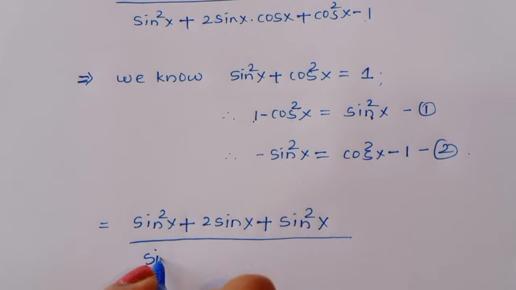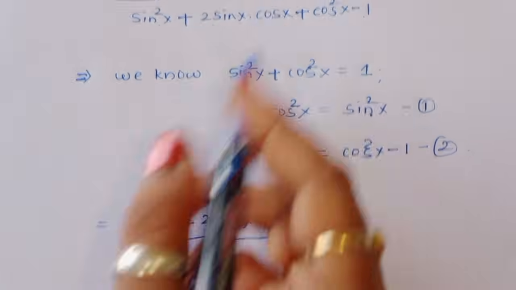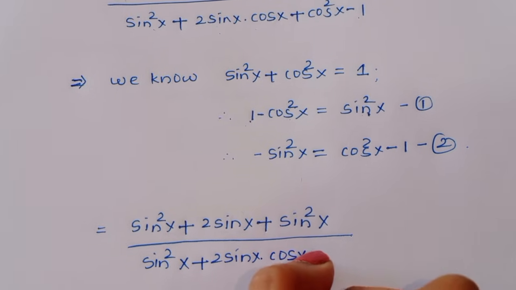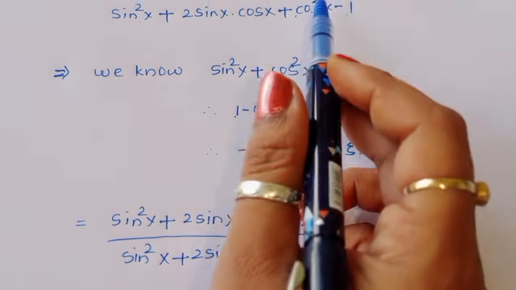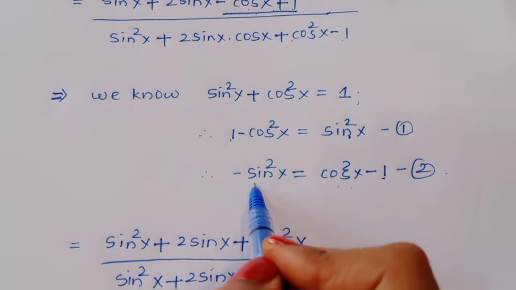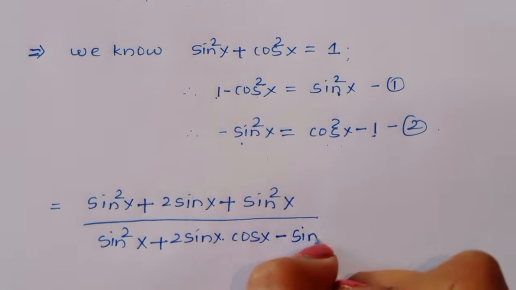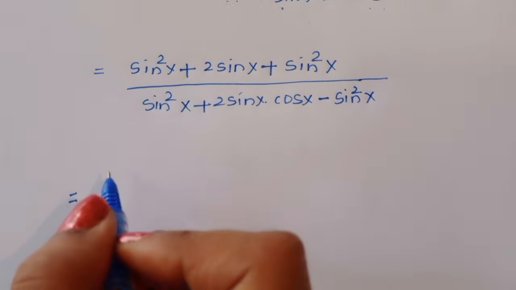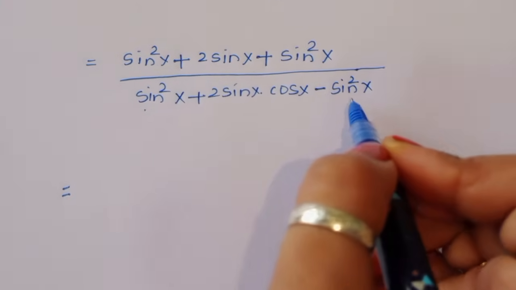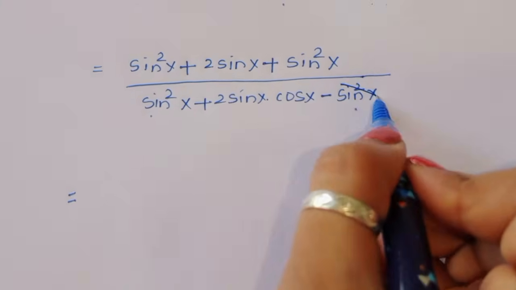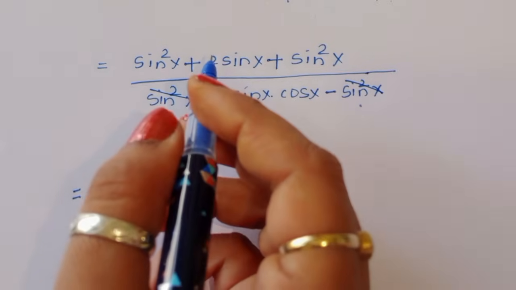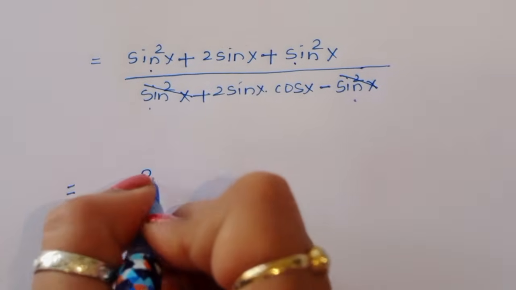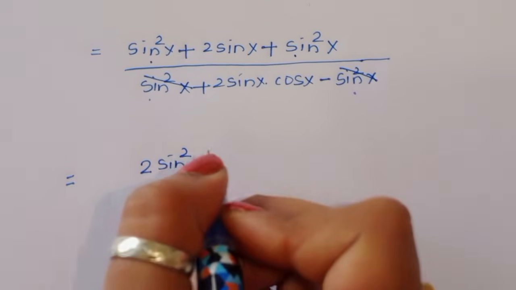Sin square x plus 2 sin x into cos x, and here plus cos square x minus 1 is equal to minus sin square x. Now you can see here sin square x and minus sin square x, so we can cancel this one. Now the left term is sin square x plus sin square x, so it will become 2 sin square x, right?